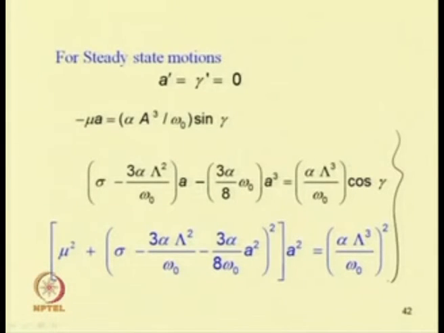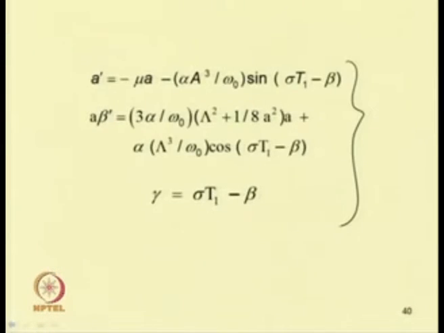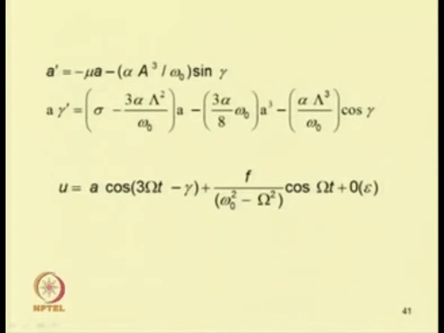Here, to make the system autonomous, we have substituted gamma equal to sigma T 1 minus beta. By substituting this, we have written this equation. This is the first order solution of the system: u equal to a cos 3 omega t minus gamma, plus f by omega 0 square minus omega square cos omega t, plus order of epsilon.